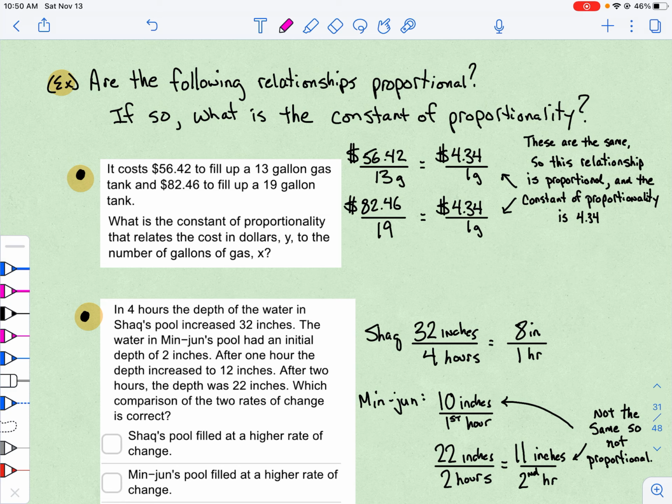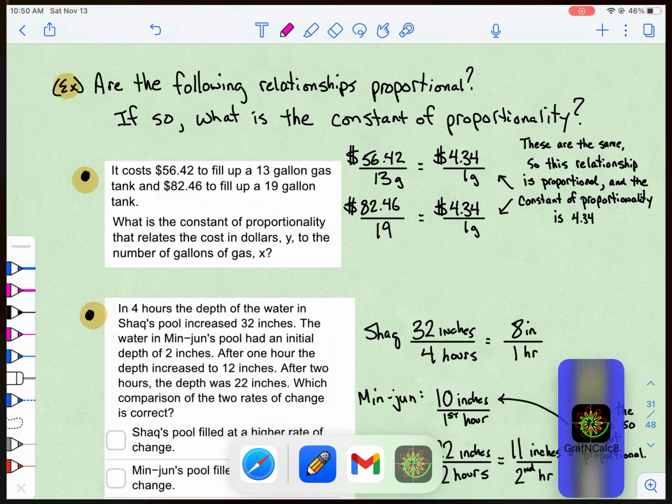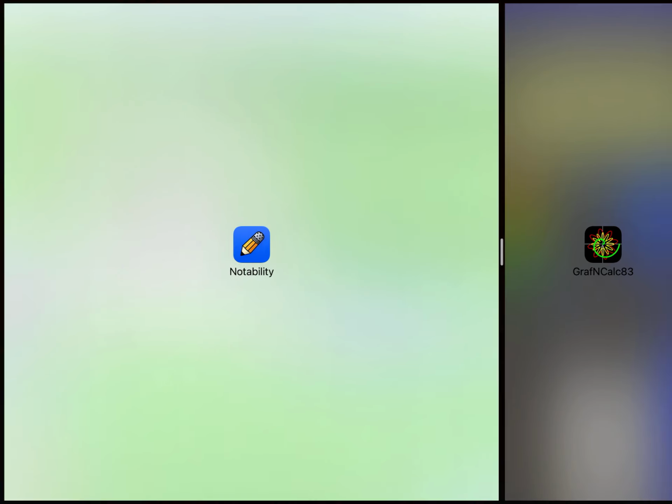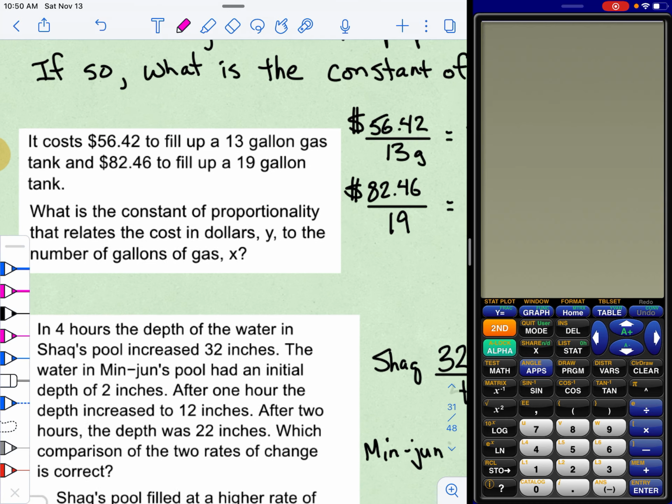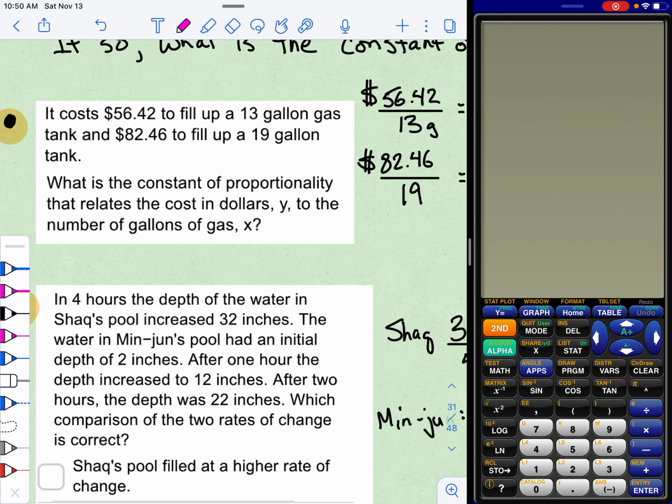Starting to get into some things that look like Get More Math. Are the following relationships proportional? And for this, I'm going to go ahead and grab a calculator, although I've done a lot of the work already. We'll have it here if we need it. It says, we're buying gas. It costs this much money for this many gallons of gas.